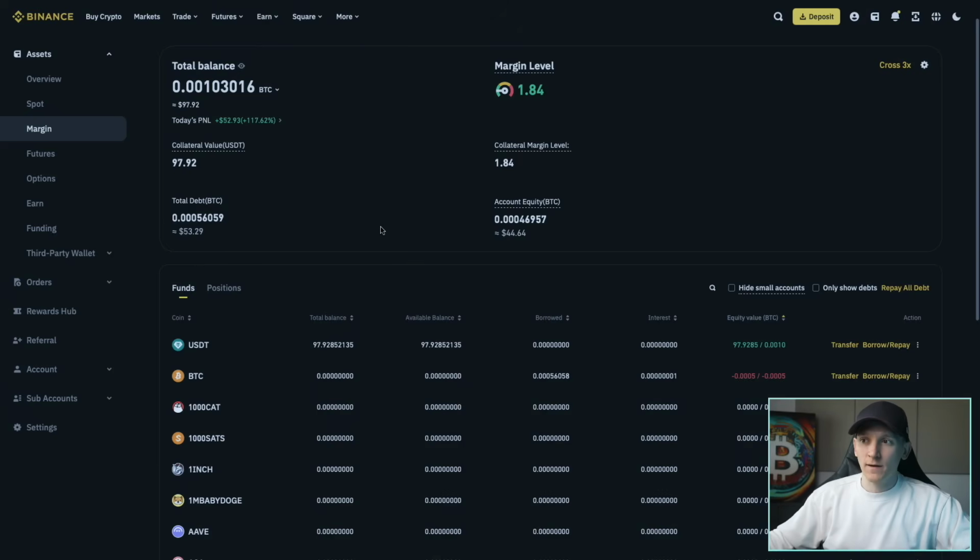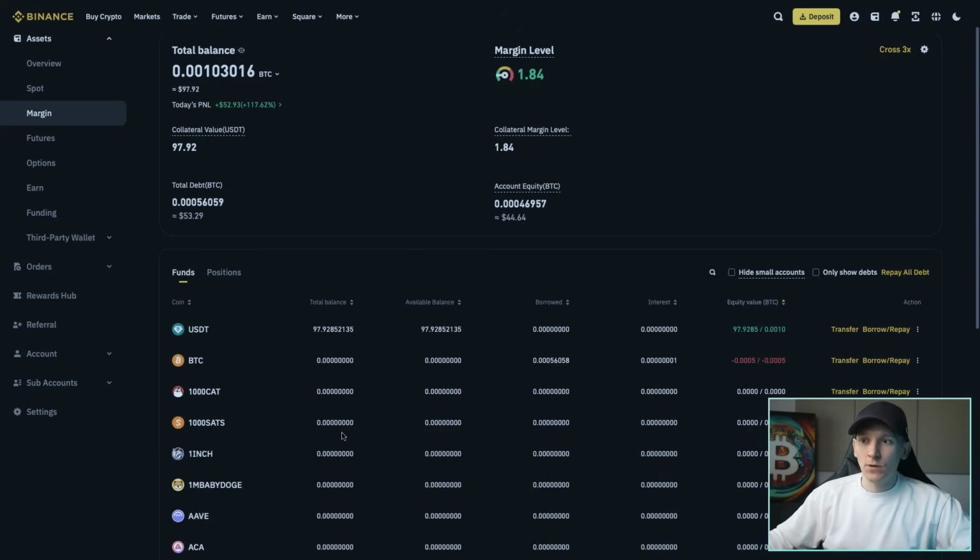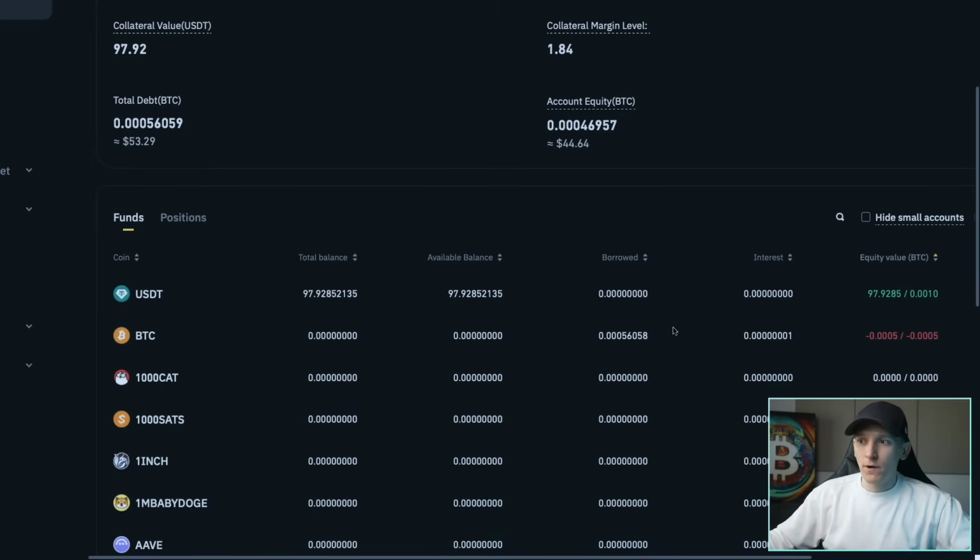Now, if we go back into our margin wallet, you can see the balances here. We have a position in Bitcoin, and you can see the borrowed amount. So we've actually borrowed Bitcoin to take a short position. We've borrowed it and we've sold it in the market. And in order to get out of that position, we would need to buy it back. If we buy it back lower, we make some money. But because we've traded, we also have a balance of USDT in our account.